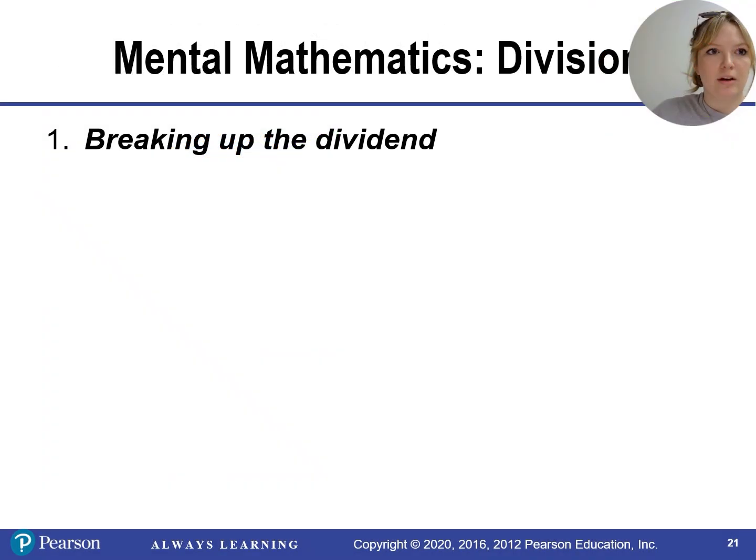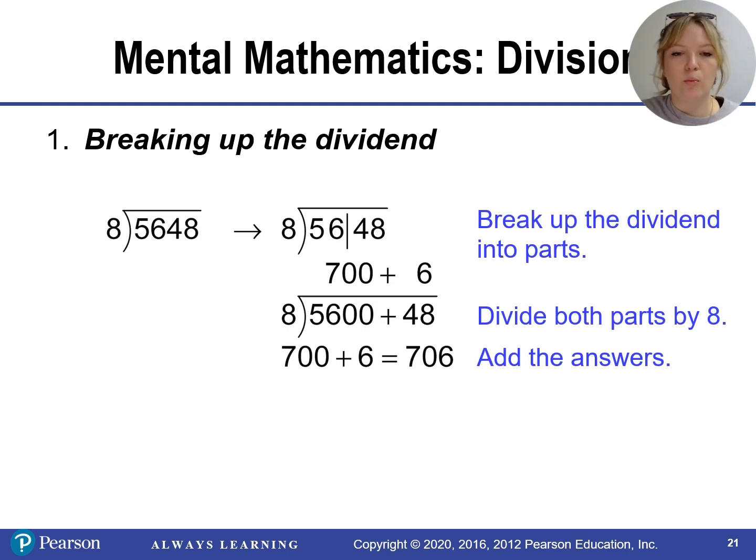All right, so moving on to our last topic, which is how we can do some mental mathematics with division. One way we can do this is to break up the dividend. So for example, if we wanted to divide 5,648 by 8, we could break the dividend into parts that we identify as divisible by 8. So 56 and 48 are both divisible by 8. So we could think about this as 8 dividing 56 and 8 dividing 48.